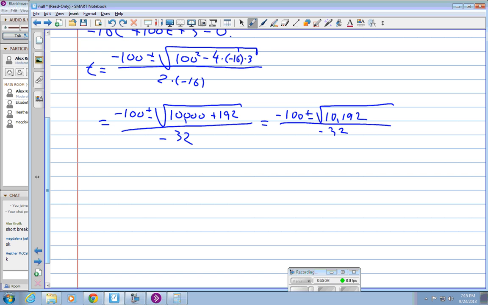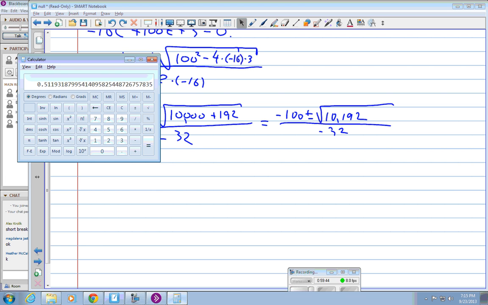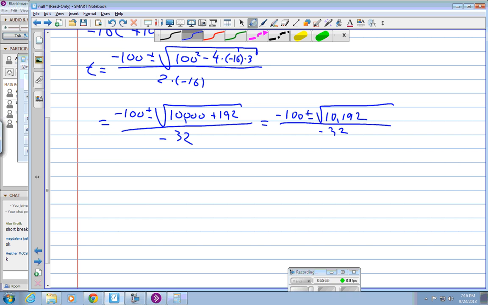And again, I can reduce this radical as 10,192 is divisible by 4. I don't know whether it's divisible by 16. But really, we're just going to end up plugging it in the calculator anyways. Yeah, it is. I can simplify it further. So 637. 10,192 equals 16 times 637.